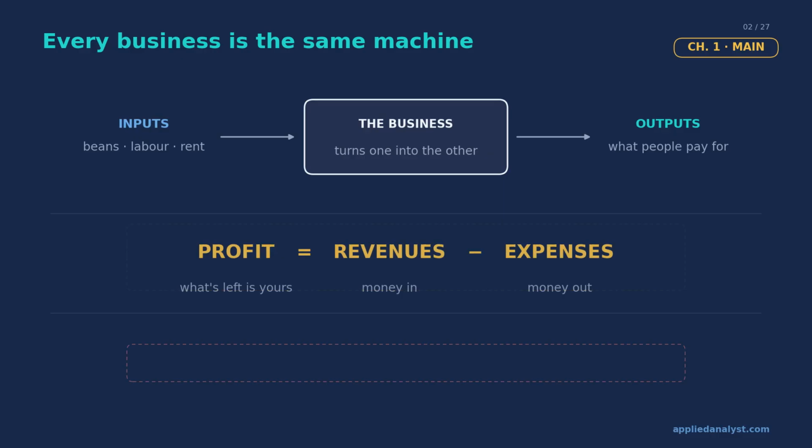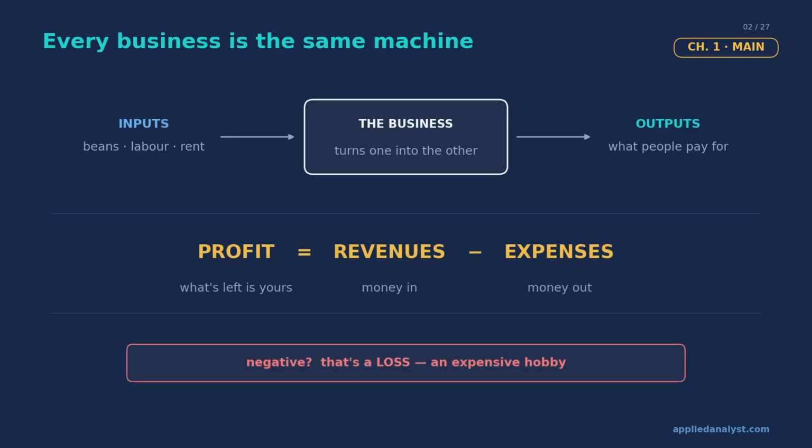Revenues are what customers pay you. Expenses are what the inputs cost you. Money in minus money out, and whatever is left is yours. And if what's left is negative, that's called a loss. Or as I tell my students, congratulations, you've invented an expensive hobby.